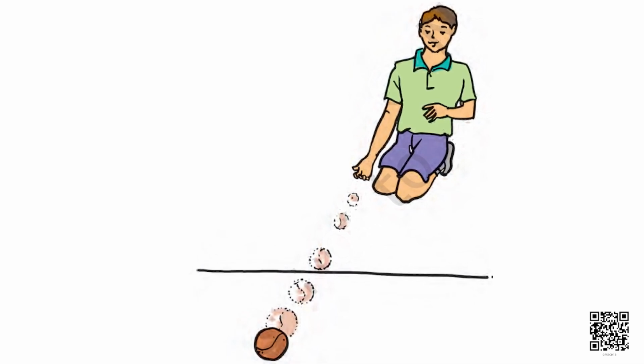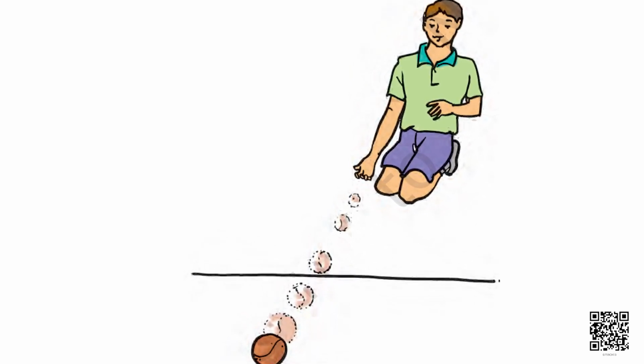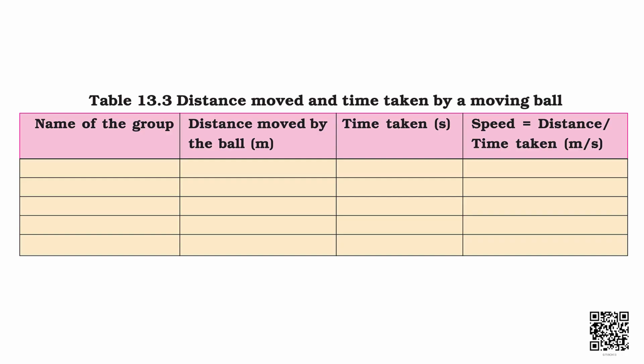Now, how much time does the ball take to come to rest? So students, we'll measure the distance between the point at which the ball crosses the line and the point where it comes to rest. So you can use a scale or a measuring tape. Let different groups repeat the activity and record the measurements in a table. Now in each case, calculate the speed of the ball.